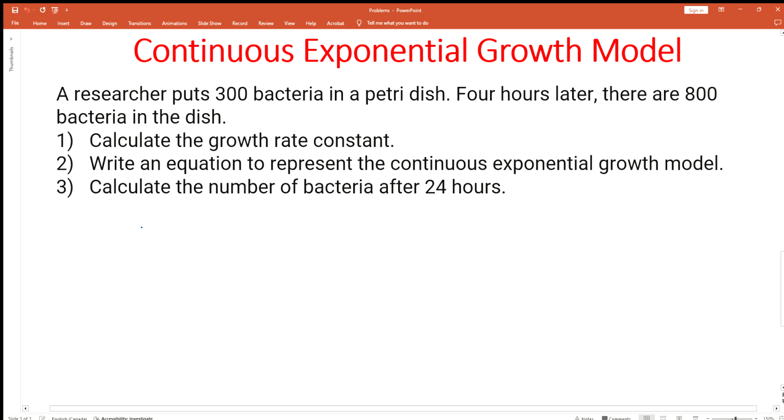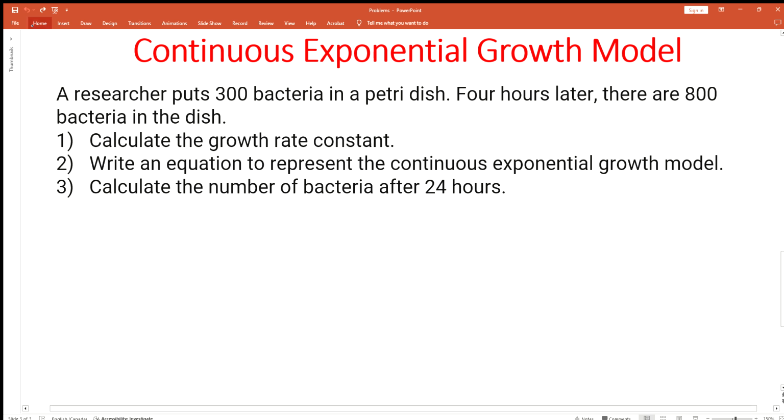In this video, we'll solve this word problem using the concepts of continuous exponential growth. As per the problem, a researcher puts 300 bacteria in a petri dish. 4 hours later, there are 800 bacteria in the dish. In part 1, we have to calculate the growth rate constant. A petri dish is a small bowl that is used in experiments in labs.